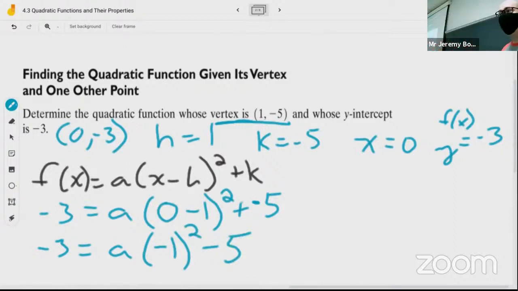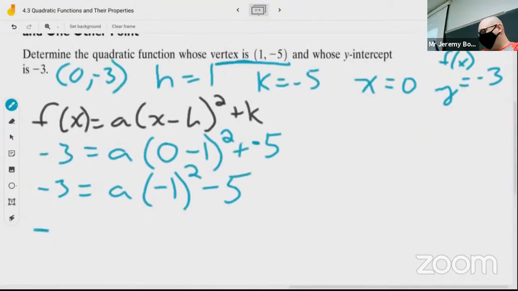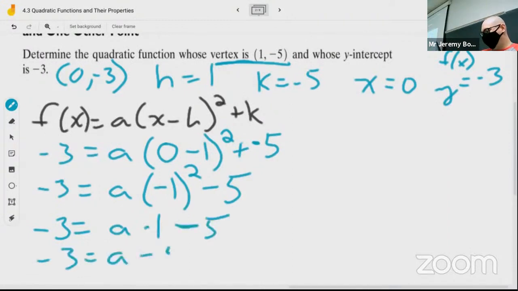If you're going to do it in your calculator, I know 1's not a hard one, but what if it was like -2 or -3 or something, and you do it in your calculator, you want to make sure you put parentheses around it, okay? Because there's a difference between just -1 squared or -1 in parentheses squared. The calculator is going to treat it differently. So (-1) squared is just 1, so we end up with a times 1 minus 5. So -3 is equal to a minus 5. Any questions so far on that?